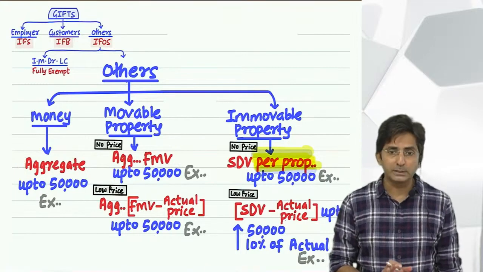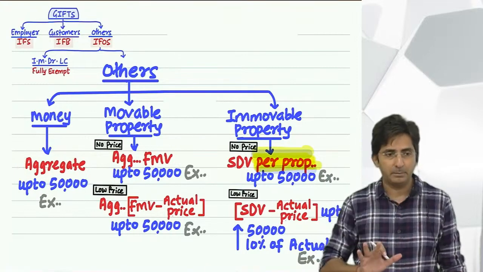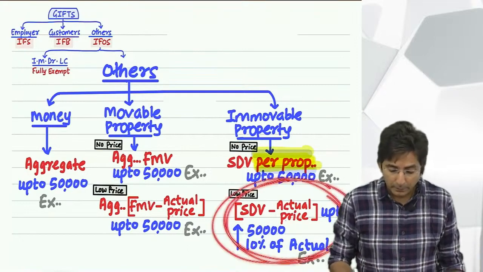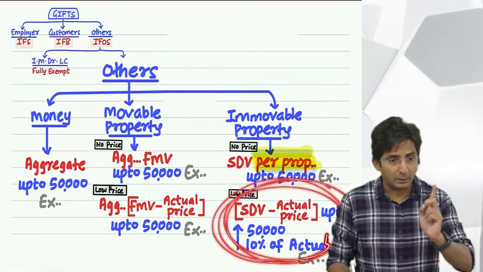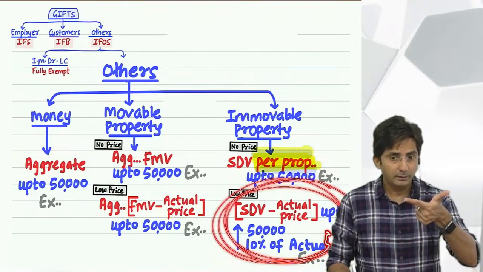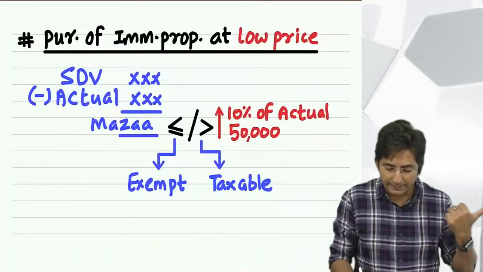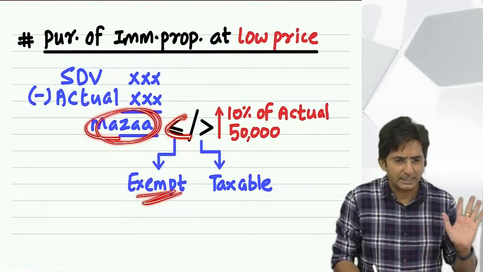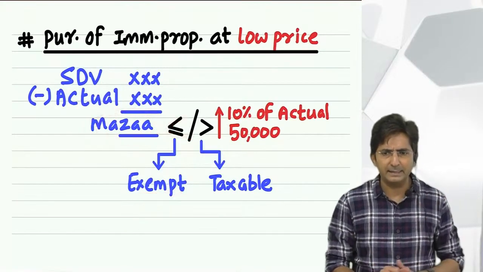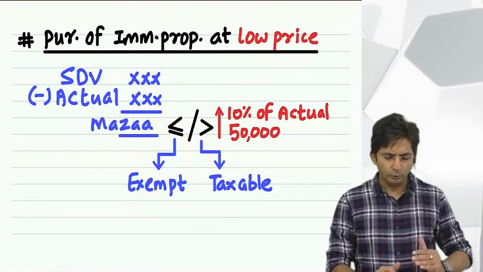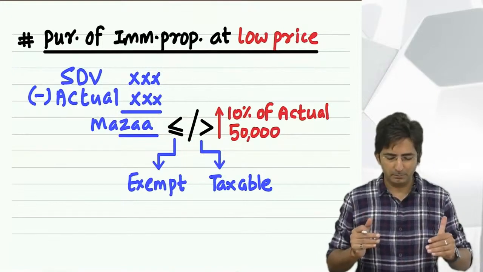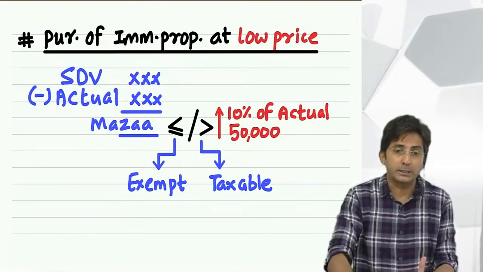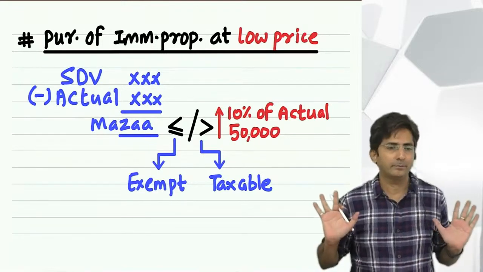And everywhere the rule is 50,000 exempt, above 50,000 fully taxable, except here we have to compare 50,000 and 10% both, whichever is higher, and then we see if the difference is less than or equal to, exempt, greater than, taxable. See, although our time is up, please bear with me, this theory is such that if your question is solved immediately, you feel confident.